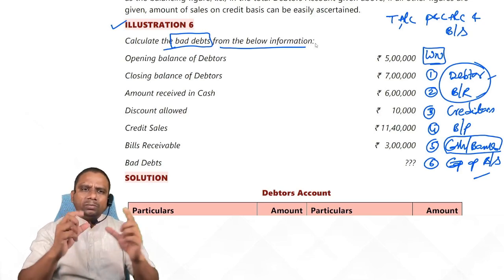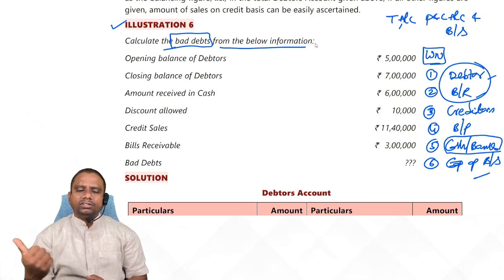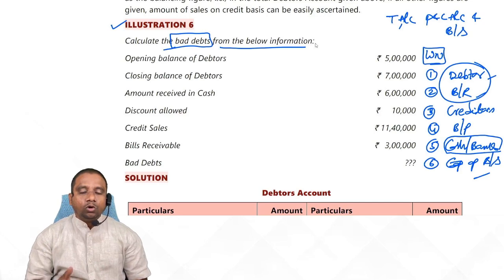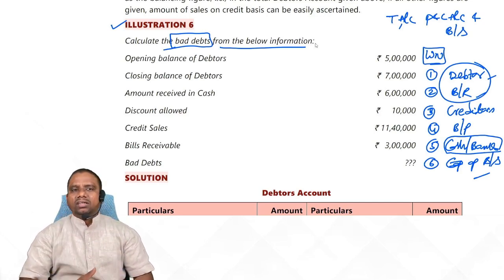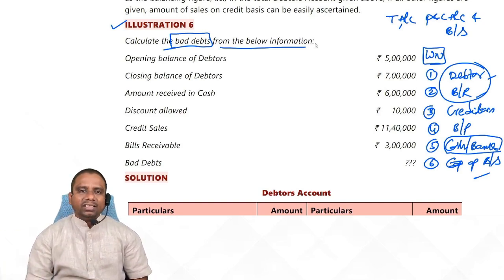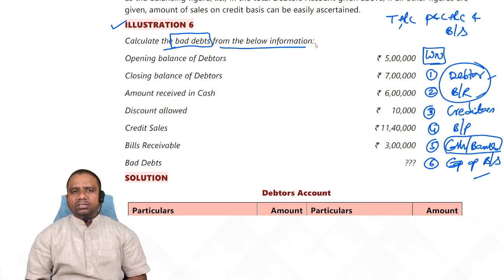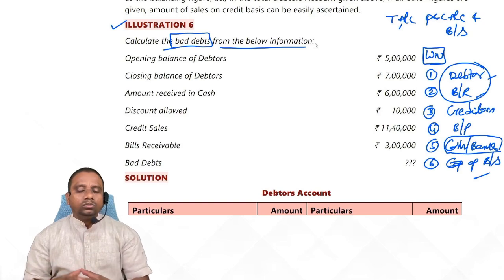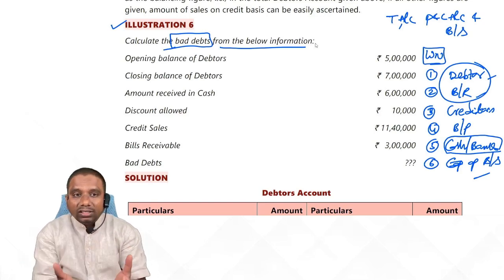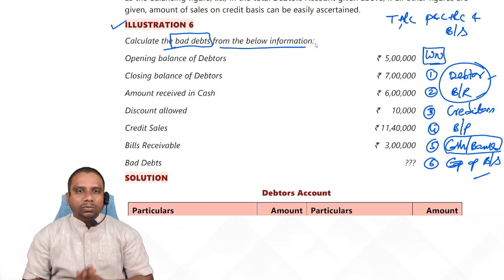Suppose the debtors opening balance is given. That is recorded first on the debtors account debit side, and on the opening balance sheet asset side. If opening capital is not given, and the closing balance of debtors is given, that is written on the debtors account credit side, and at the same time on the closing balance sheet asset side. So most of the information given in the problem is shown two times, in two places, because we are converting incomplete information into complete information.